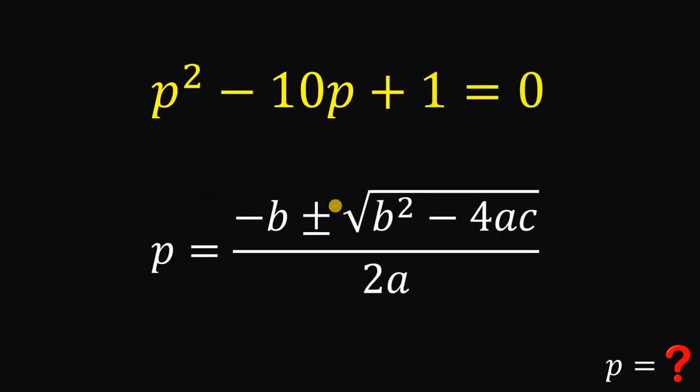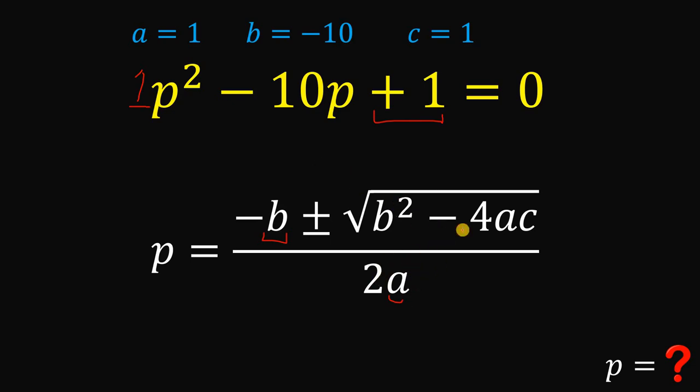So we have p must be equal to negative b plus or minus square root of b squared minus 4ac all over 2a. Wherein the value of this a must be the coefficient of p squared, which is 1. We have imaginary 1 here. And the value of b is the coefficient of p, which is negative 10. And c must be the constant term, which is positive 1.